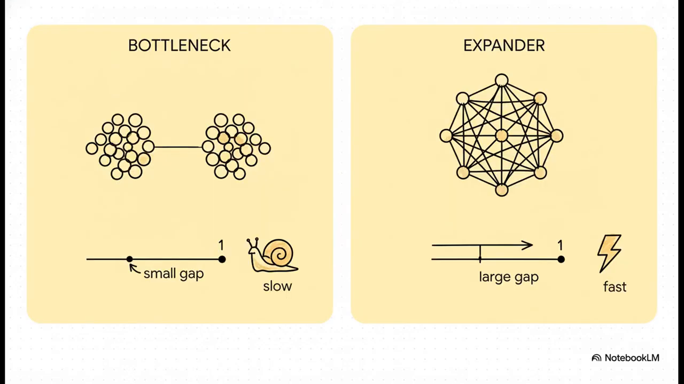So here's the crucial rule, the big takeaway. A small spectral gap, meaning that second eigenvalue is really close to 1, that's a huge red flag. It signals that there are bottlenecks, and it means the mixing time is going to be long. But a large spectral gap, that tells you the network is what we call an expander. It's super well connected, and it's going to have a very, very short mixing time.